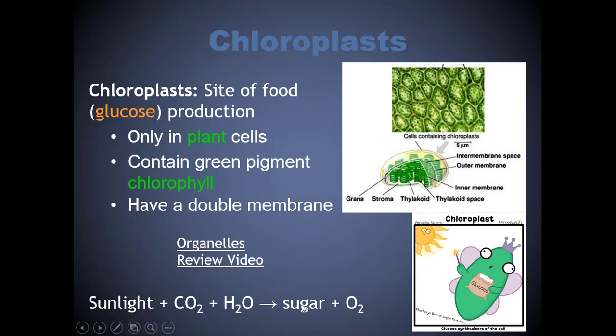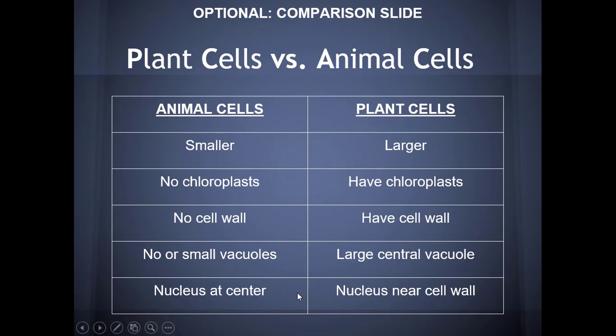Okay, so we've looked at a number of the organelles. Now we are going to do some comparison between the animal cell and the plant cell. Animal cells are usually smaller, plant cells are larger. No chloroplasts in animal cells, plant cells have chloroplasts. No cell wall, plant cells have a cell wall. No or small vacuoles in animal cells, then plant cells have a large central vacuole. As I said, the nucleus is central, whilst it is close to the cell wall in the plant cell.